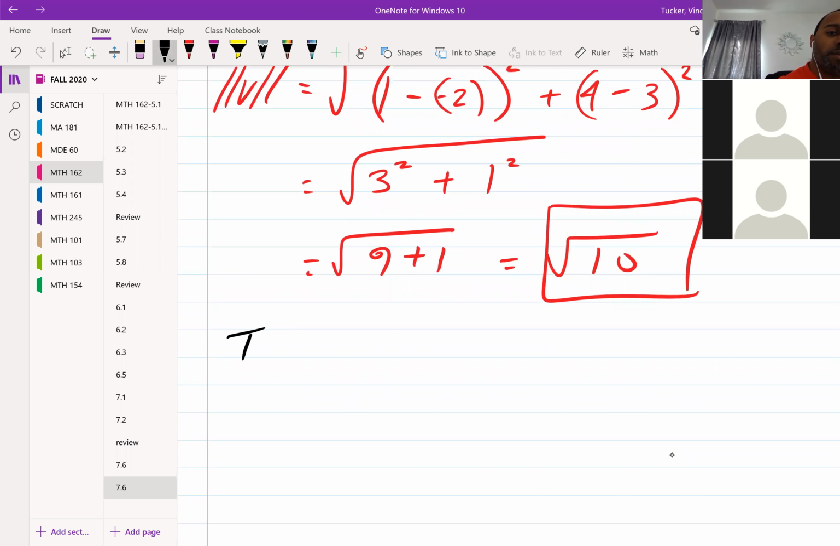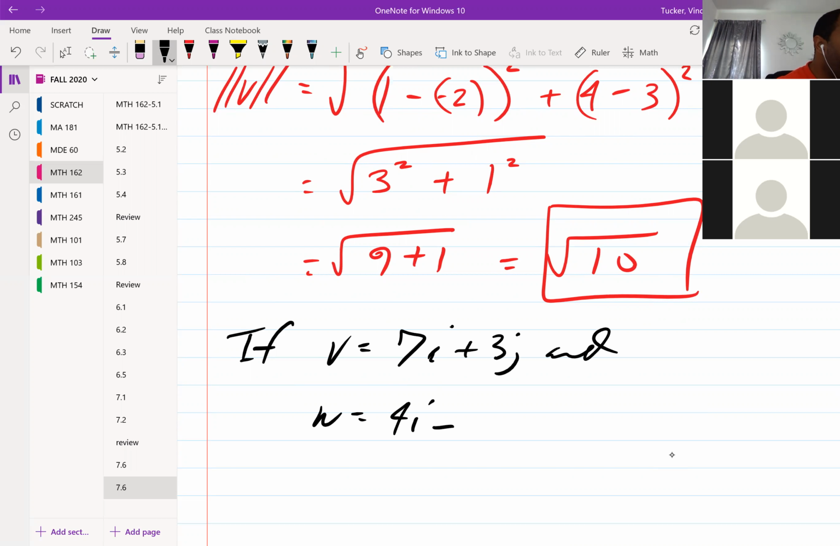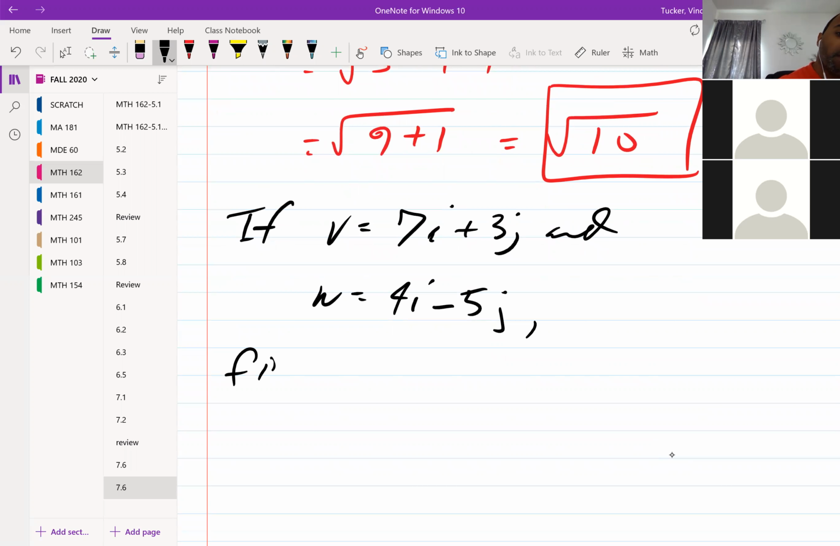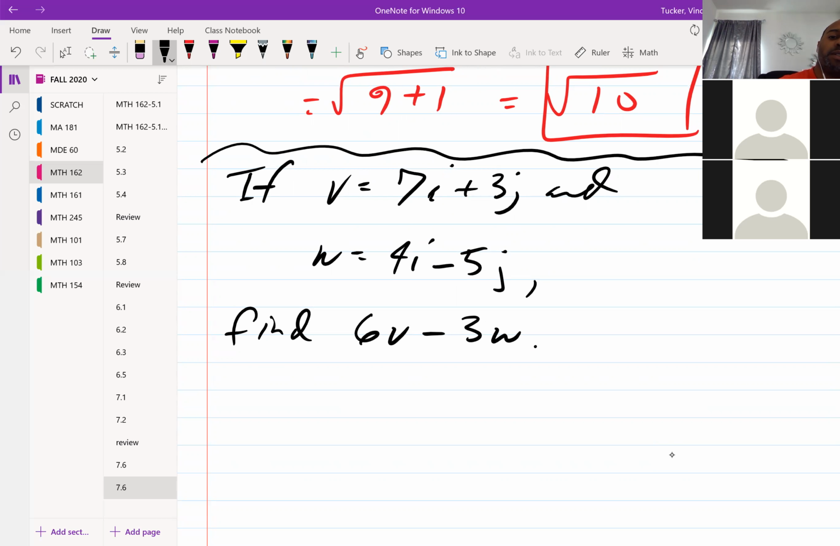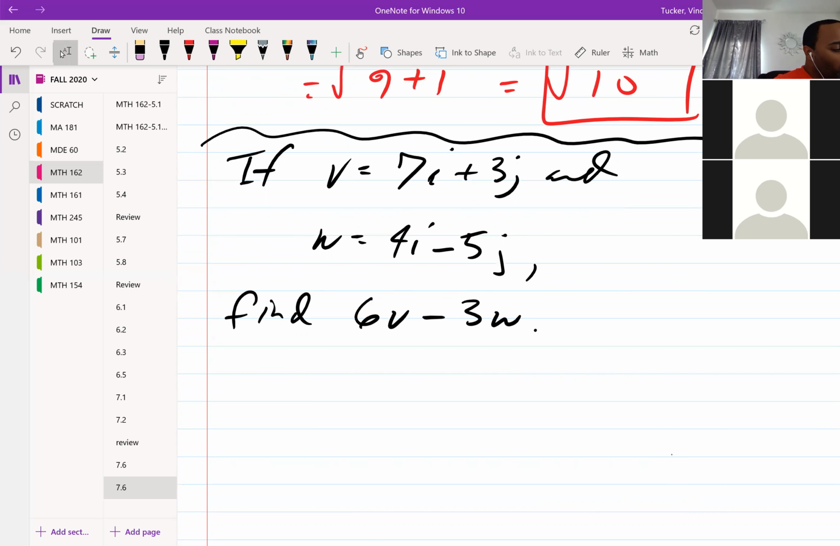All right, let's say vector v is equal to 7i plus 3j, and vector w is equal to 4i minus 5j. Find 6v minus 3w. We can represent our vectors in rectangular coordinates. That's what we have right here, the 7i plus 3j, 4i minus 5j.